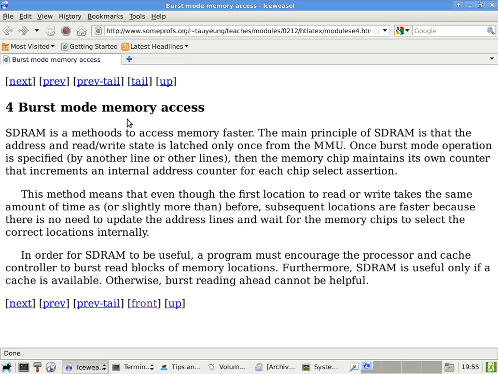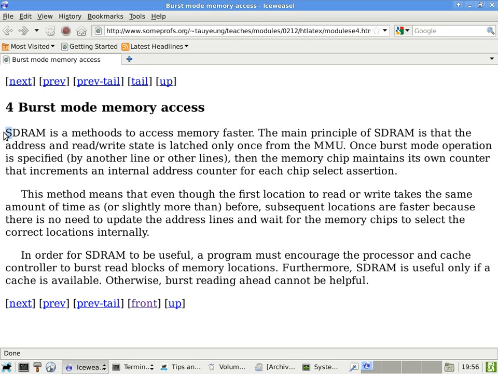Okay, so we talk about burst memory access here. SDRAM stands for, oh, what is SDRAM? Synchronous dynamic random access memory. Yep, very good. And the key is synchronous. Synchronous means there's an agreement between the processor or MMU and the memory chip. In the original DDR, they will agree that when it is the rising edge of the clock, there will be data available on the data bus, and when it's a falling edge, there will be another data available.